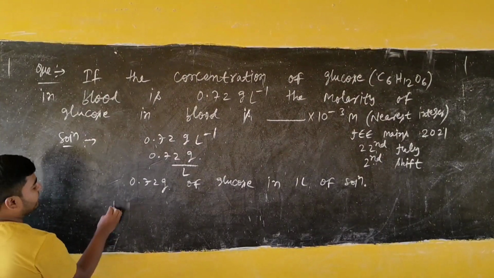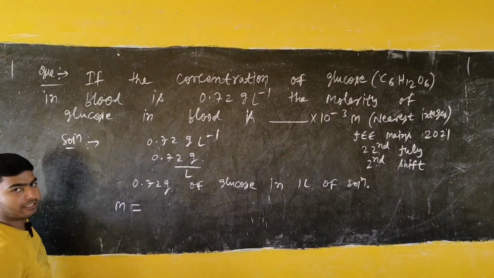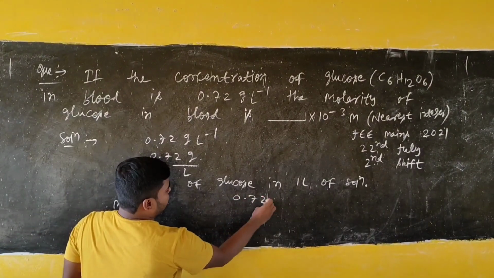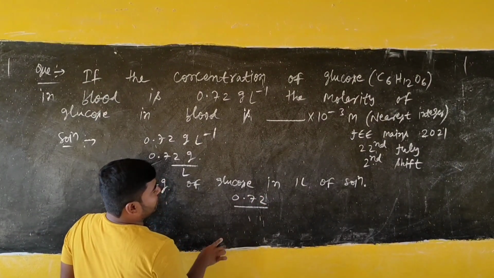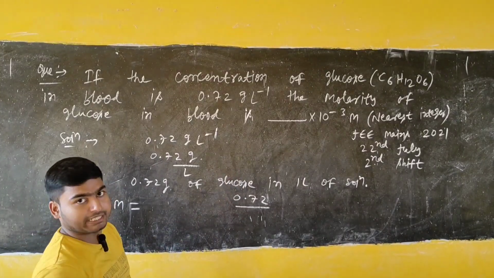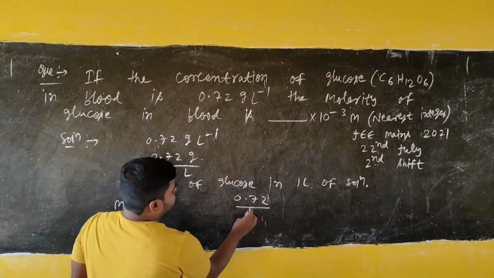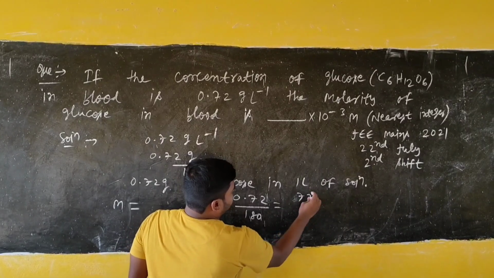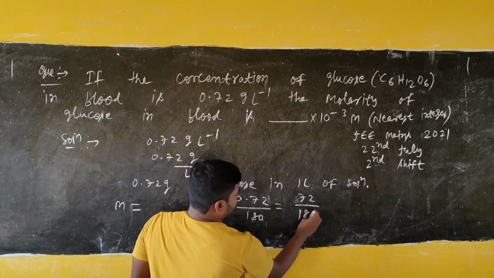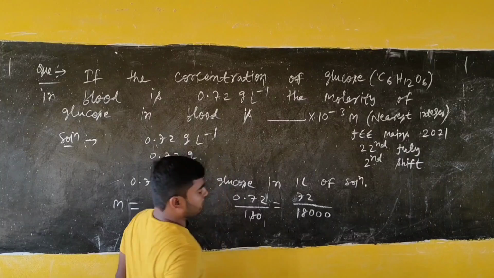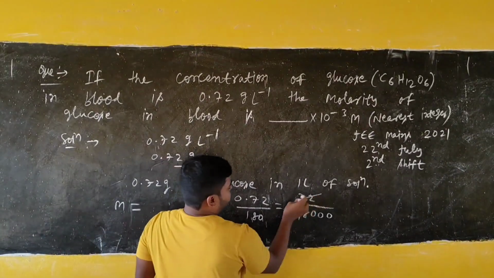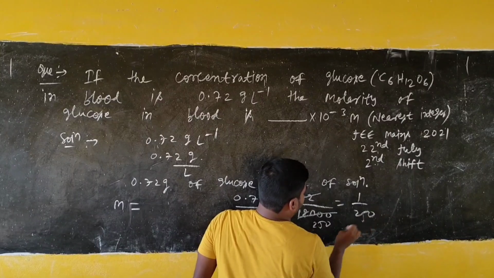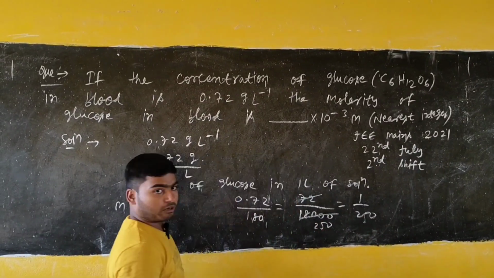Molarity will be moles of solute by volume of solution. First, let us calculate the moles. Moles will be 0.72 divided by molar mass. The molar mass of glucose is 180 gram per mole. If you solve this, you will get 72 by 18,000. If you solve it further, you will get 1 by 250.